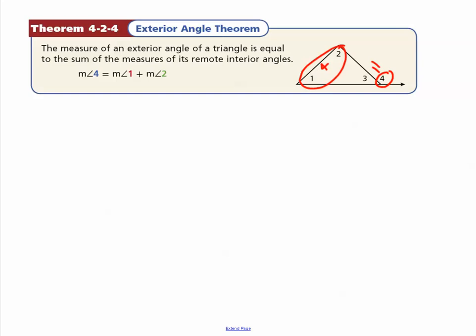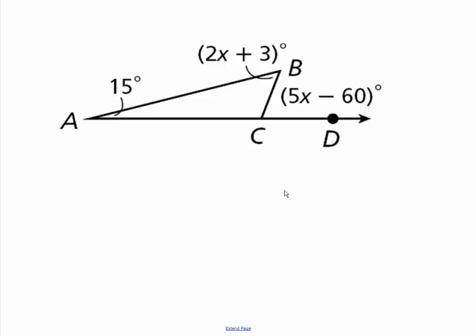And this is how it works in problems that you may be encountering. Here we have our exterior angle of 5x minus 60, and then we have our two remote interior angles. Well, they're equal. So you just set 5x minus 60 equal to 2x plus 18.